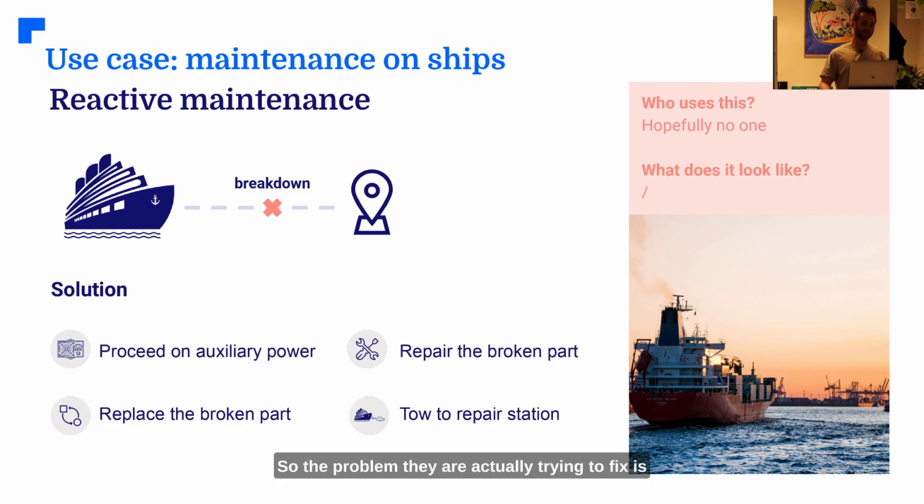The problem they are trying to fix is that, say for example, a ship wants to leave on a trip, and in the middle something breaks down. Then a ship can do a couple of things. It can proceed on auxiliary power sources. It can repair the broken parts on the ship. It can replace the broken parts on the ship, or it can be towed to a repair station where the actual repairs should happen. This is something that a ship can do in a reactive maintenance strategy.